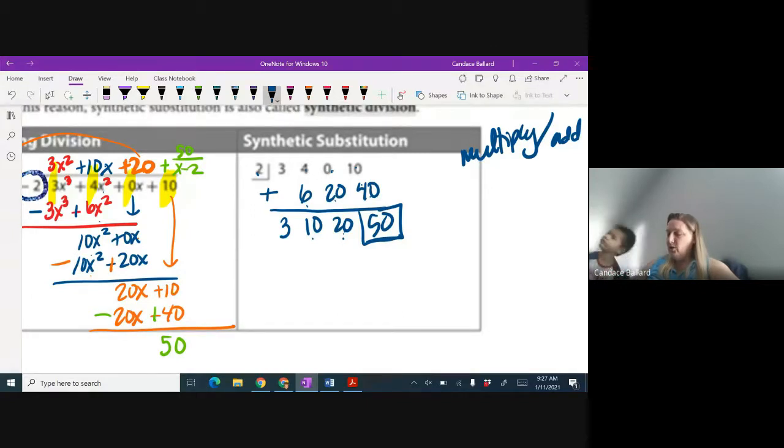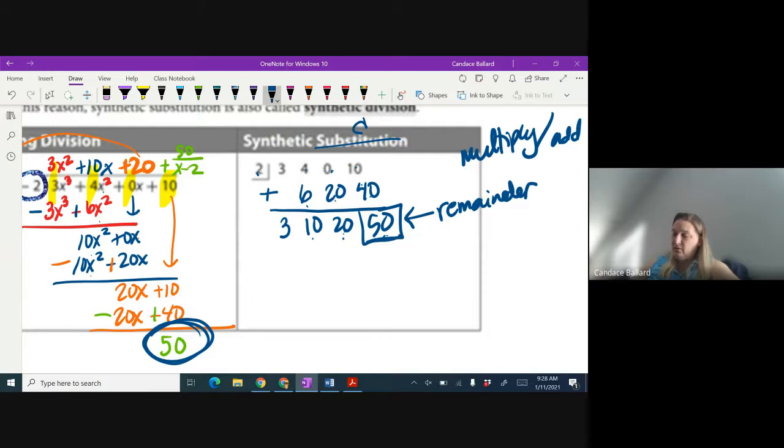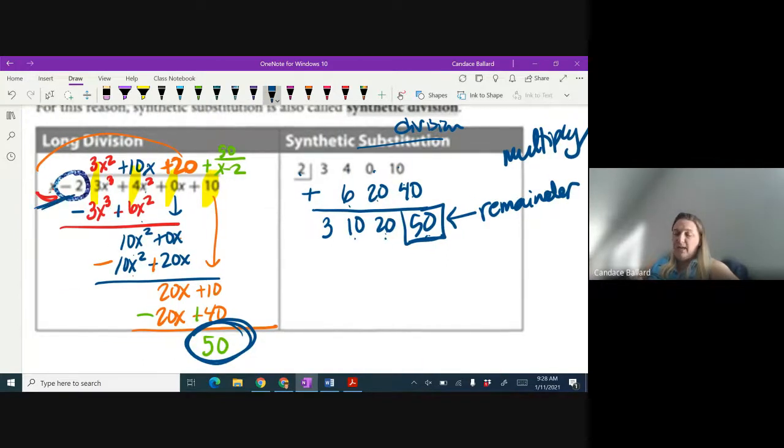All right. What do you guys notice about this number here and this over here that we got on the other long division problem? Oh, they're the same. So whatever we get in this box is the remainder. Nice. So this synthetic substitution, we can call it synthetic division. It's a shortcut for long division as long as we are dividing only by a binomial.